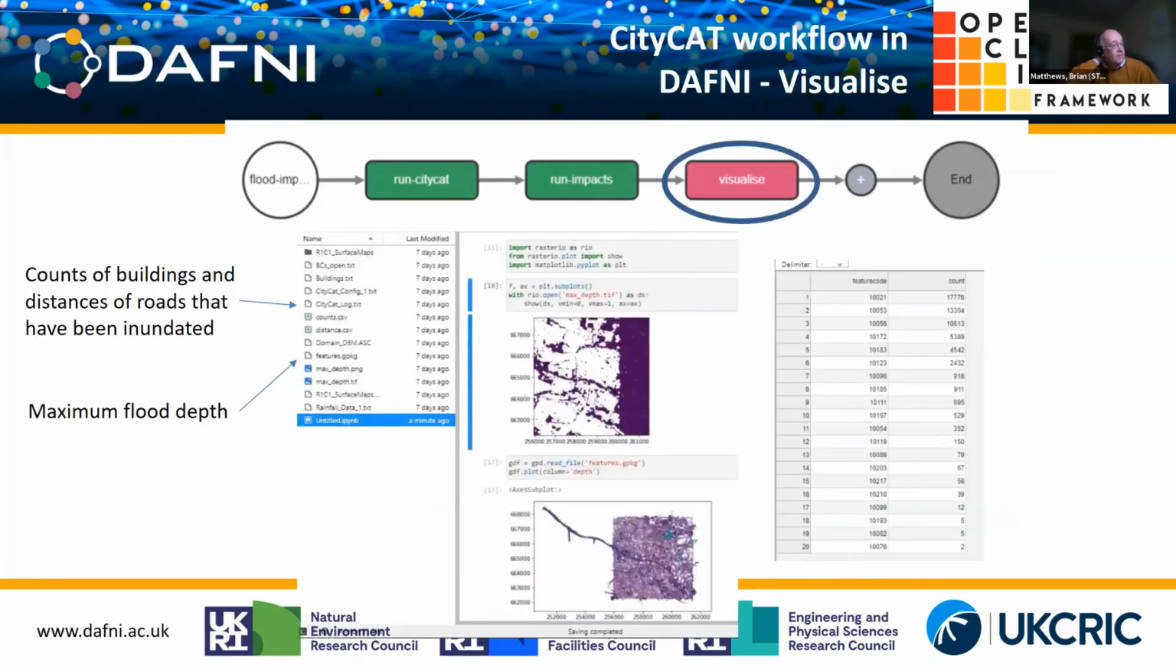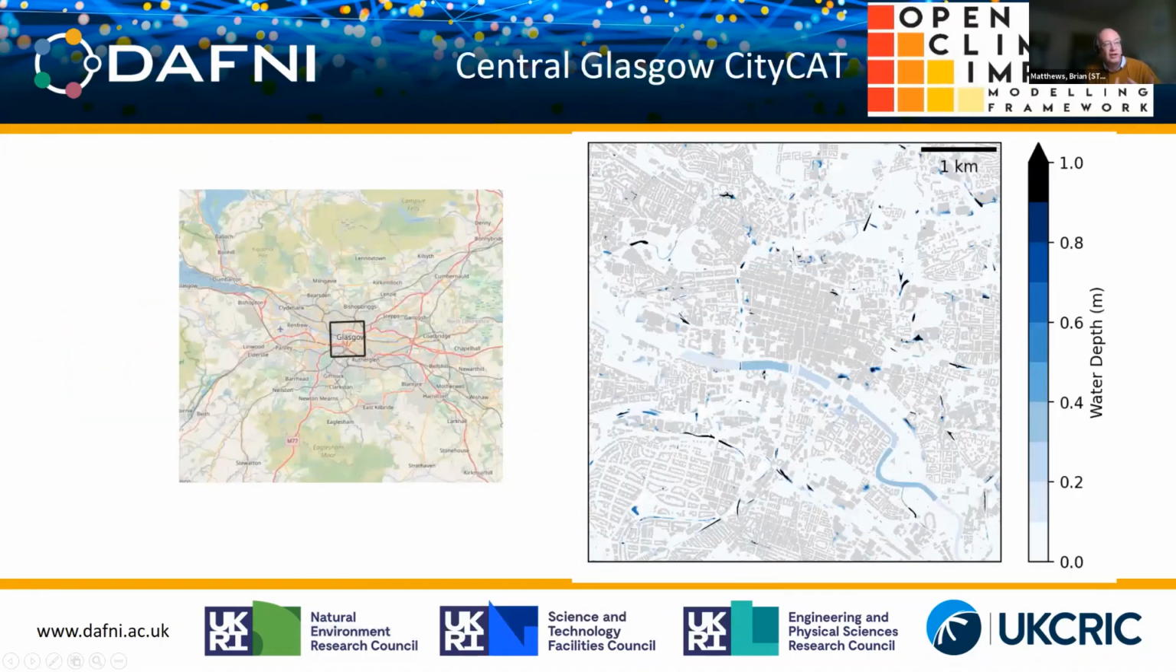And then the visualization step. So taking out the two particular datasets which arise from the execution of the CityCAT, particularly which buildings and roads have been inundated and what the flood depth is, and then using Jupyter notebooks, again in this case, to build some visualizations. I think this has actually been taken out of DAFNI and put in a different visualization tool, but nevertheless giving a picture of where the flood risks are, in this case in central Glasgow.